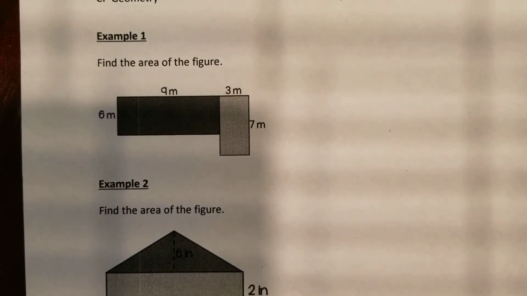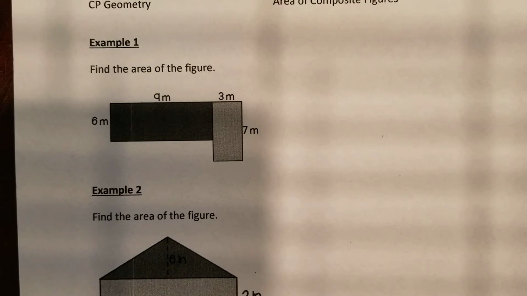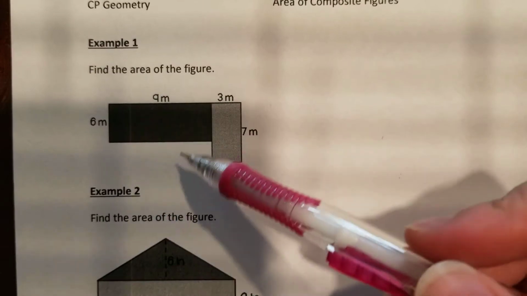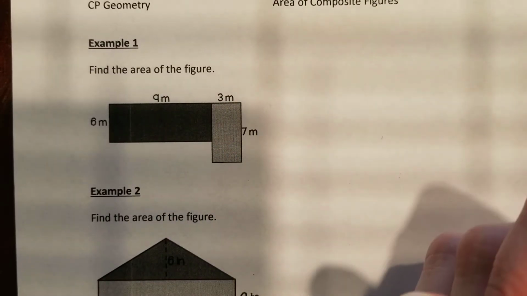Alright guys, so the next thing that we're doing is surface area, volume, area, all of that fun stuff. So the first set of notes is just area of composite figures, which should be pretty easy. You find the area of each individual section and then add them together.